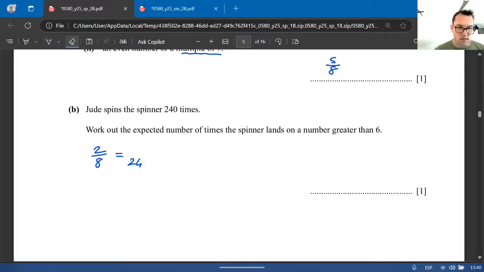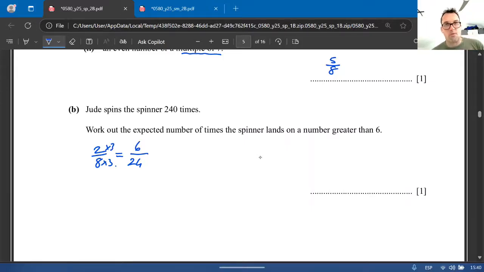Well, let's do it in stages. First we can multiply by 3. 8 times 3 is 24, so 2 times 3 is 6. So if we spin it 24 times, we expect it to land 6 times on a 7 or 8. And then we can times it by 10. So that is 60 out of 240. So we expect it to land on a number greater than 6, 60 times.